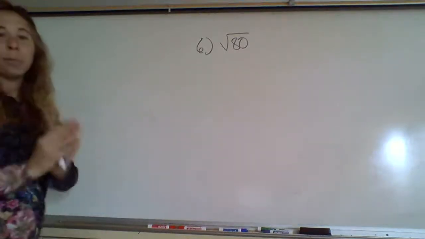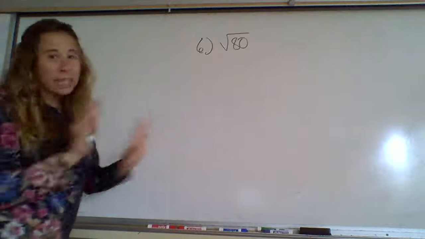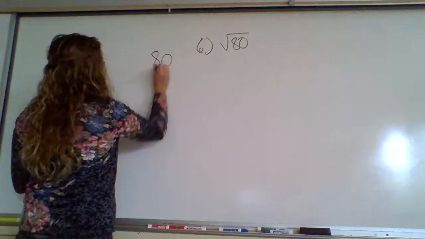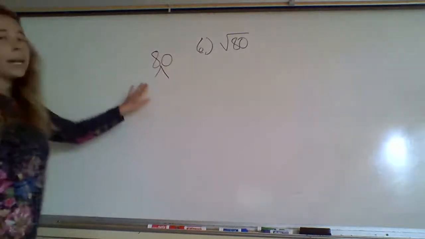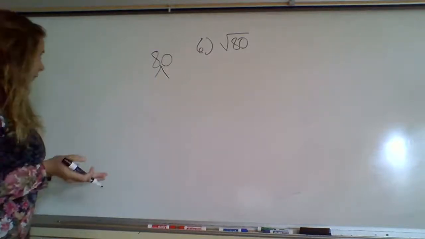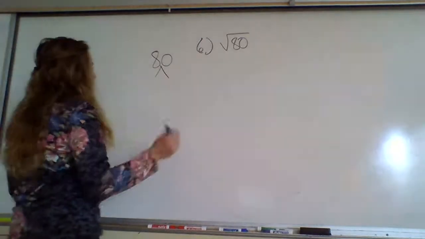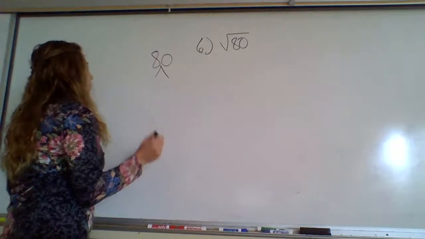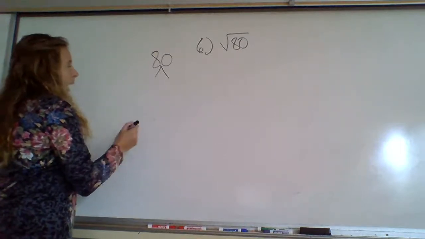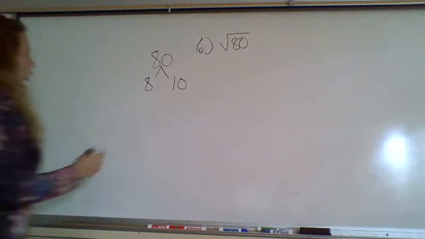All right, so you have to simplify under the radical. That doesn't mean turn it into a decimal. That means you're going to find the prime factors of 80. So here we go. 2 numbers you can multiply together to get 80. There's a lot. You could do 8 and 10, 2 and 40, 4 and 20. So many choices. I'll do 8 and 10. But it doesn't matter which one you use. It doesn't matter at all.